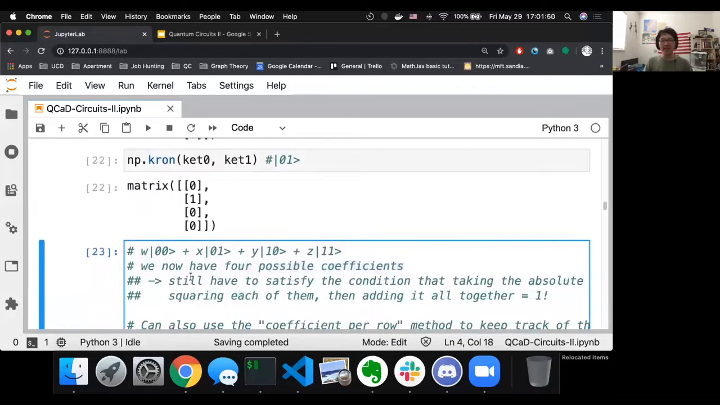And we still have to satisfy the condition that taking the absolute value of each coefficient and squaring each of them, and then adding it all together, should equal 1. And why do we need this property? This is known as normalization in quantum mechanics, and it makes it so that the probabilities all add up to 1. It doesn't really play nice with us when you could one day bump into me and ask, what's the chance of it raining? And I told you, oh, it's 120% chance. It's a very inconvenient probability to work with, which is why we normalize things.